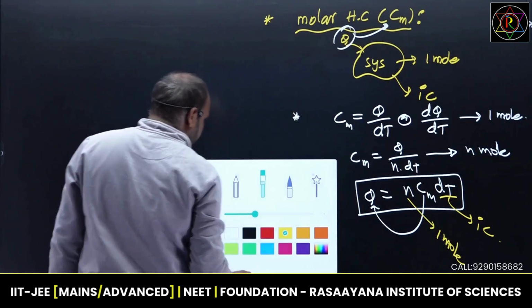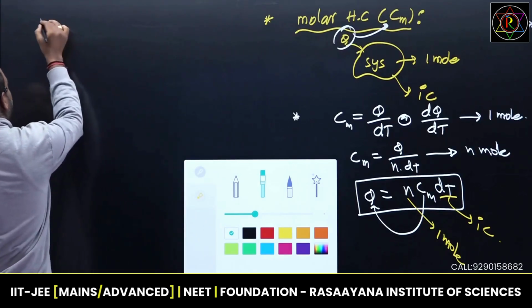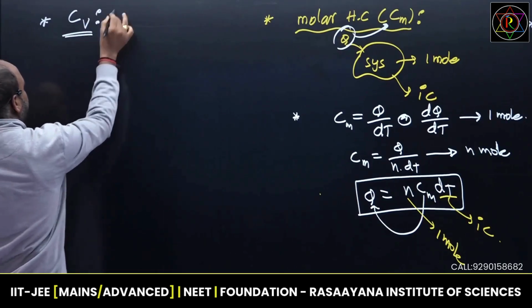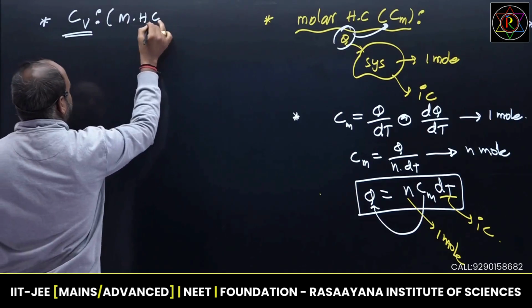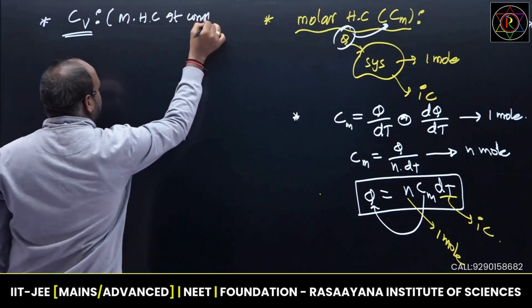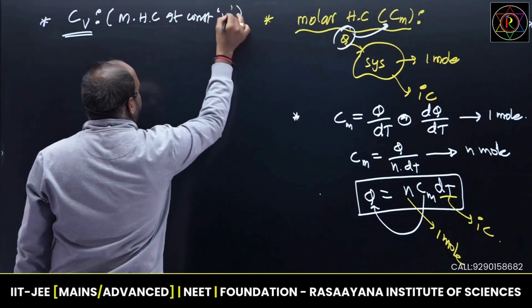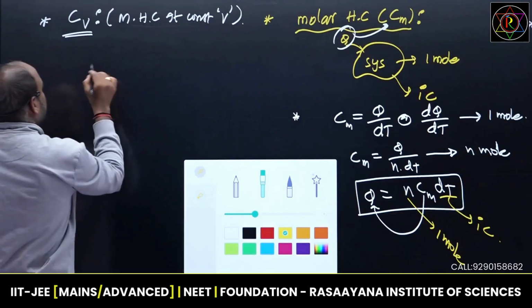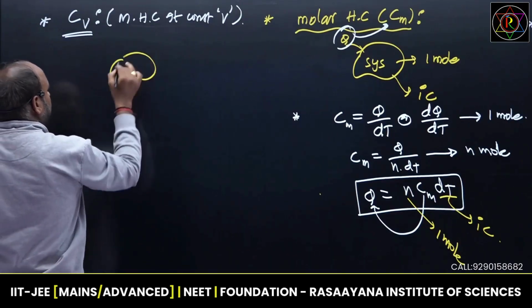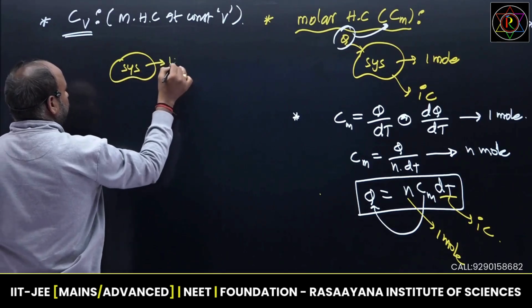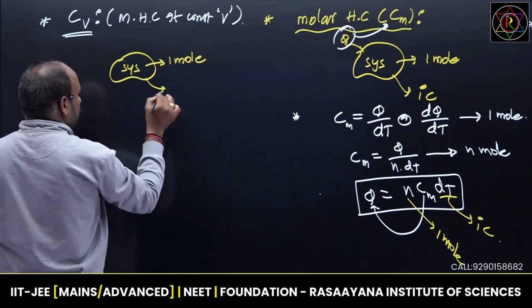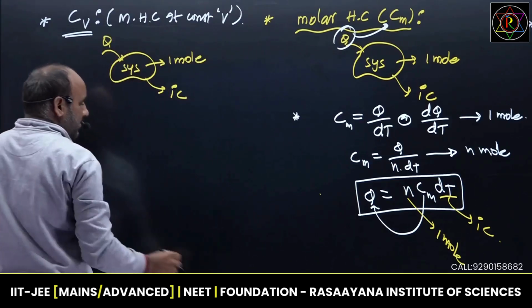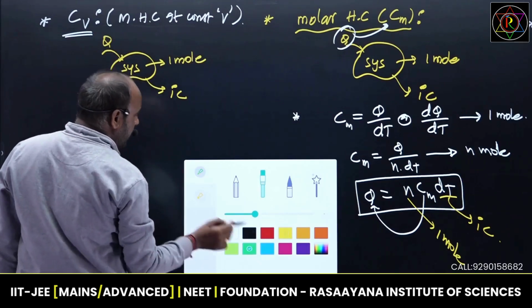So now we'll see molar heat capacity at constant volume. CV means molar heat capacity at constant volume. Volume is constant, so we have to do the same process here. So what was that process? Consider the system. That system is 1 mole of substance. We have to increase its temperature by 1 degree centigrade. How much amount of Q is required? This entire process is carried out.